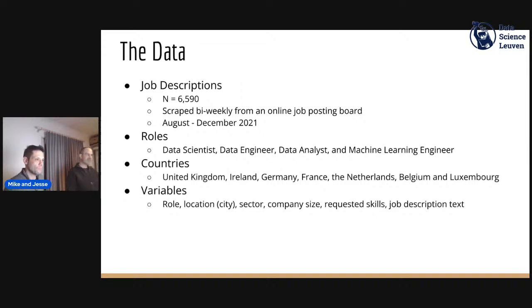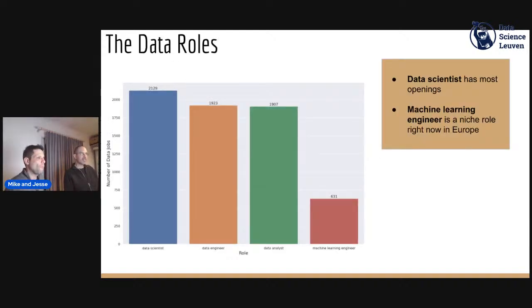Indeed. And so the first question that we had was, what's the demand for the different profiles, right? And so here you can see a breakdown of the number of jobs across the different roles. Data scientists had the most openings, but followed very closely, in fact, by data engineer and data analyst. It really looks like in the European countries that we were looking at, machine learning engineer is kind of a niche role or a niche profile.